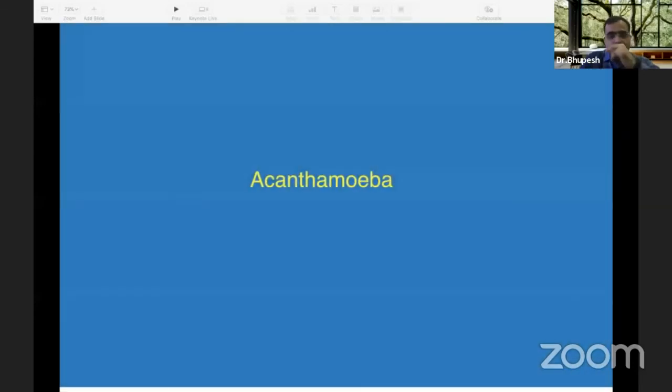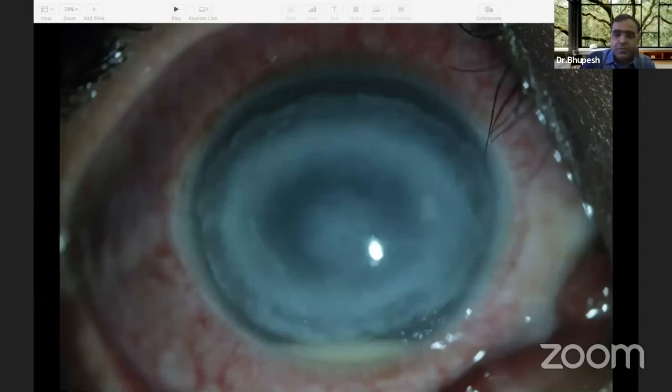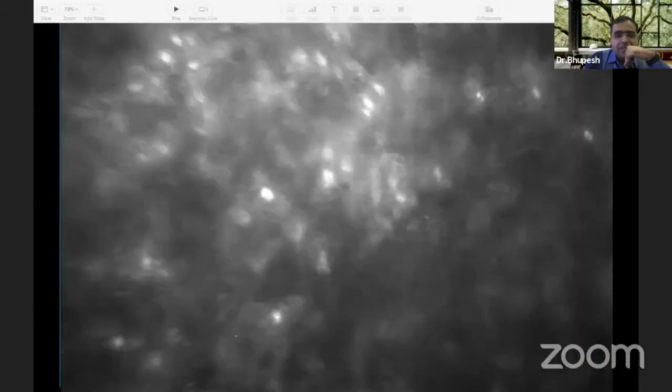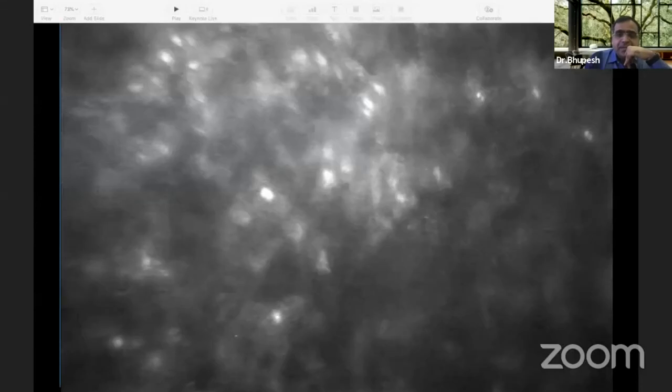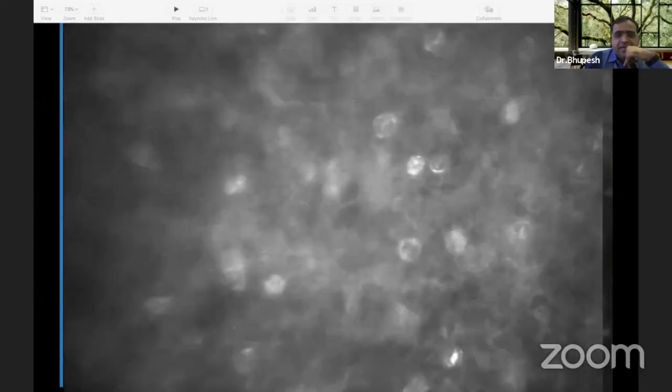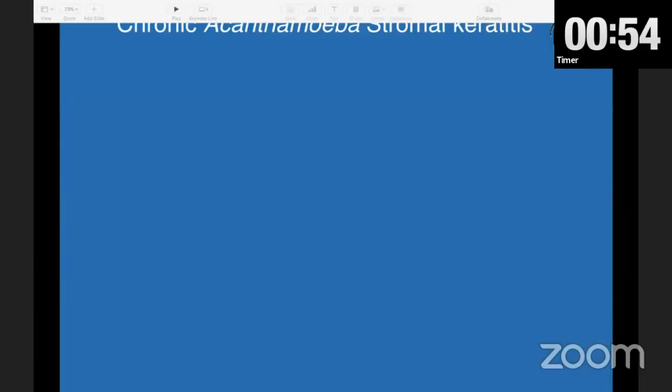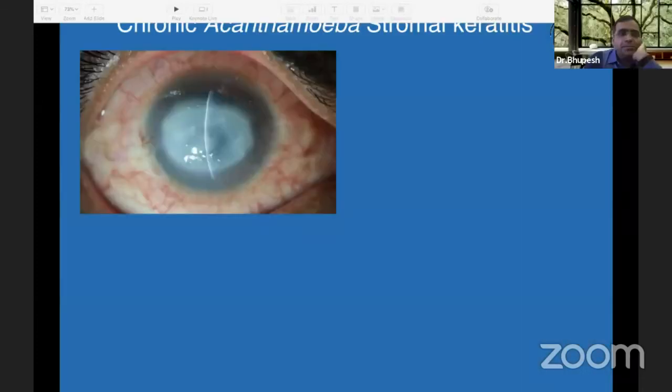One important organism which can again be usefully picked up by confocal or non-invasive technique is Acanthamoeba. Like this girl, I think 10 years old, having a ring infiltrate, basically a double ring infiltrate, which classically looks like Acanthamoeba. We could not get any organisms, but on confocal we confirmed plenty of cyst-like structures, and it finally came out as Acanthamoeba keratitis. So this patient resolved.